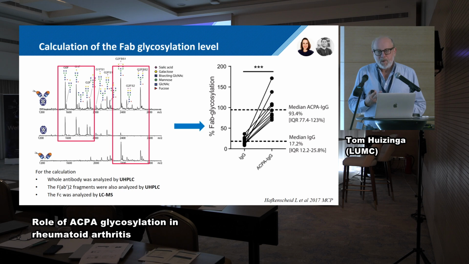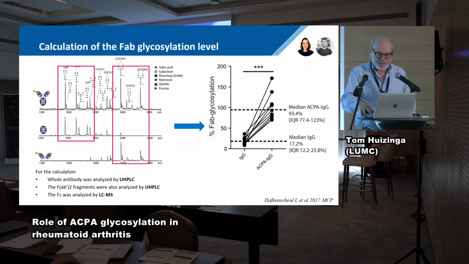Then, are all ACPAs bigger? They are bigger because they are glycosylated. The protein backbone is exactly the same, but they have a glycosylation on the antigen binding side. Is that common? In normal IgG, only 20% has such a glycosylation, and in ACPAs it is 100%. This is all work also done by Elise, who's also here.